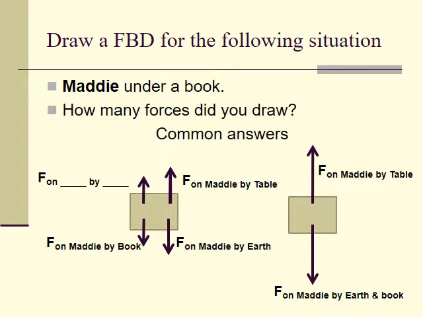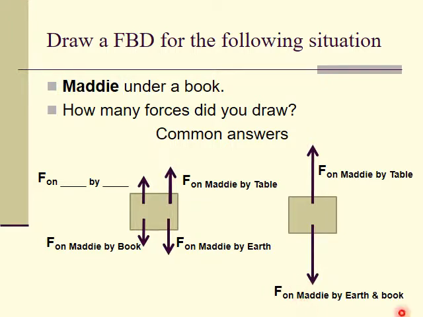They are equal in size, which is great. That fits our knowledge about the expected net force. It's not moving, therefore the net force should be 0, and this shows the net force is 0. This force upwards is the force on Maddie by table. This force downwards is the force on Maddie by Earth and book. This is actually a pretty good free body diagram. It has all the important components.